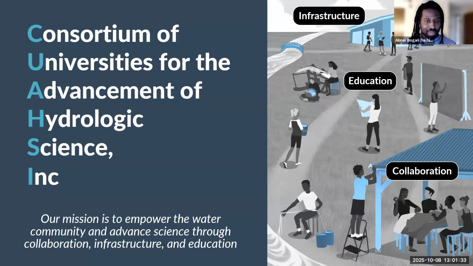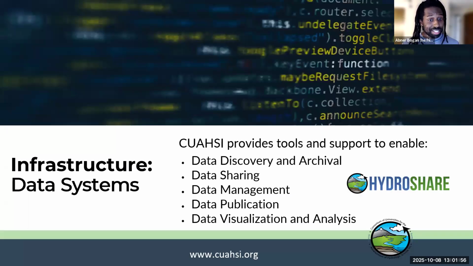So Quasi, as you might have heard, is the Consortium of Universities for the Advancement of Hydrologic Sciences, Incorporated. We are a nonprofit organization funded in part by the National Science Foundation, and our mission is to empower the water community and help advance science through collaboration, infrastructure, and education. And Quasi sustains infrastructure to enable research and collaboration, including a data repository for water science data and workflows that you might have heard called HydroShare.